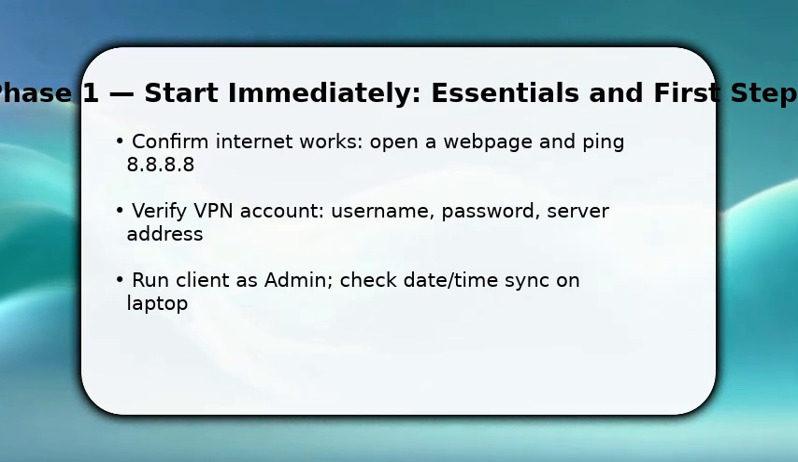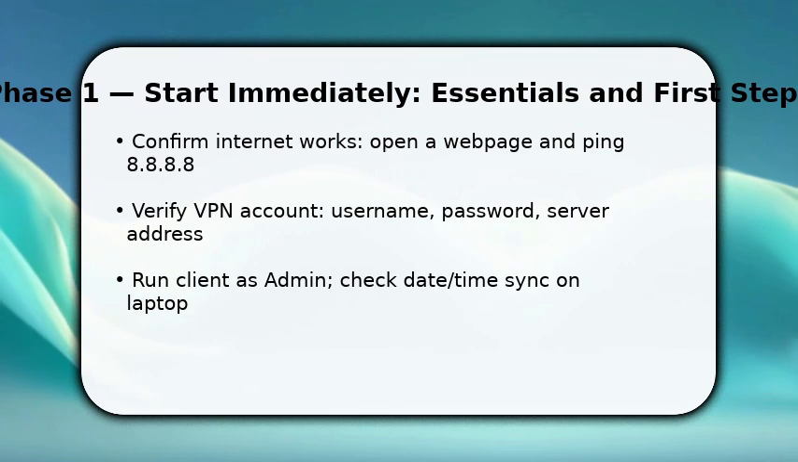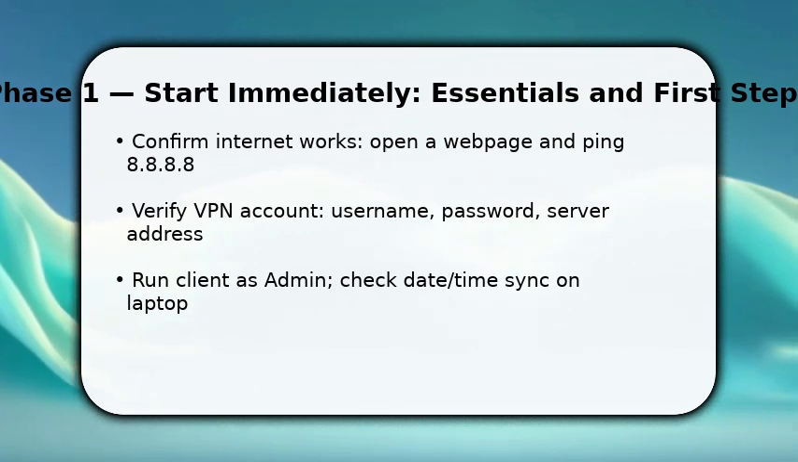Then, run the VPN client as administrator, because permission errors often stop connections. Once done, check your laptop's date and time and correct any drift. Certificate checks fail when clocks are wrong. Now move to network and software checks.